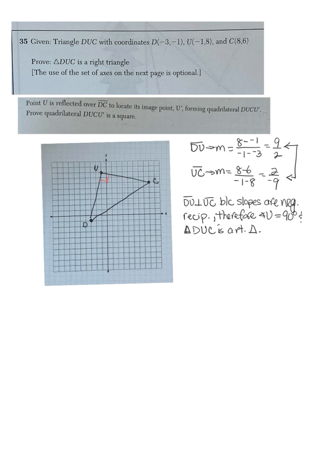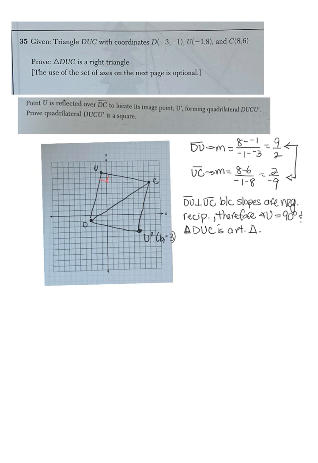Okay, now in the next part, it says the point U is reflected over this line DC, meaning this is going to get reflected over here somewhere. Okay, and it forms what they want us to prove is a square. So I want to be very careful on where U is going to go. All right, so U prime is going right here at 6, -3.